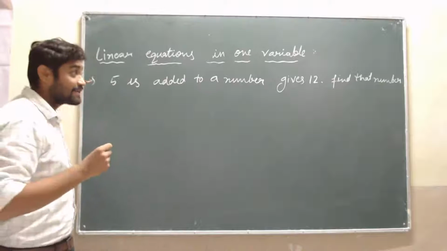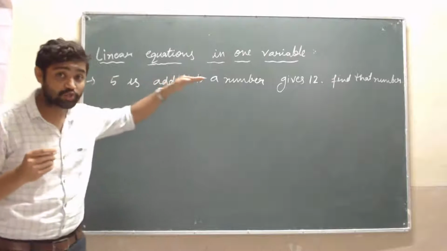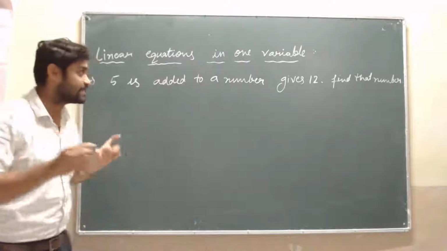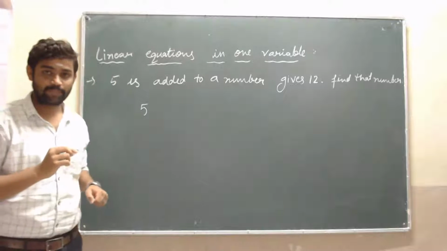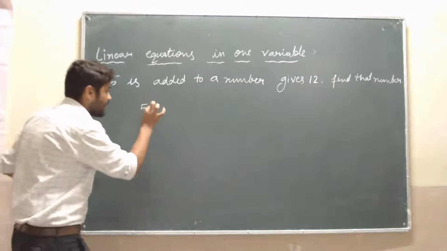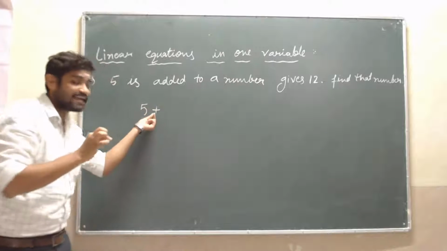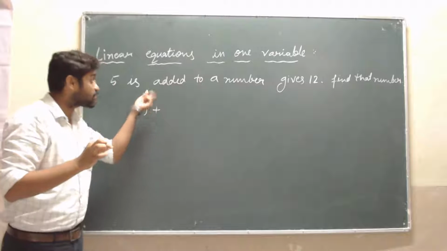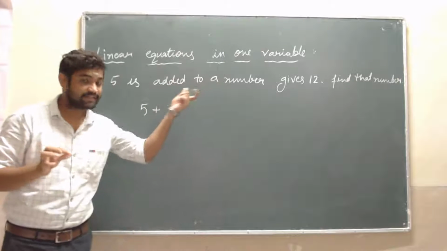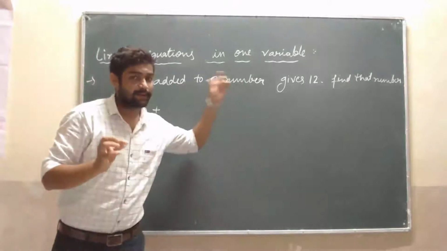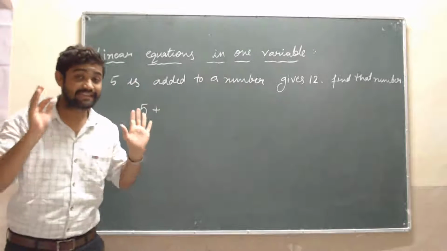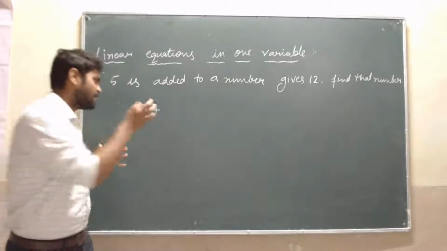I will convert this long question into short form. See here, 5 is there, and which is added. Why have I taken plus here? Because it is added to a number. Added means plus. We don't know which number it is, so I will indicate it by x.